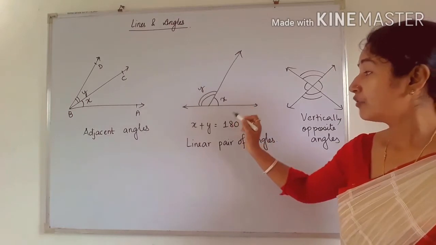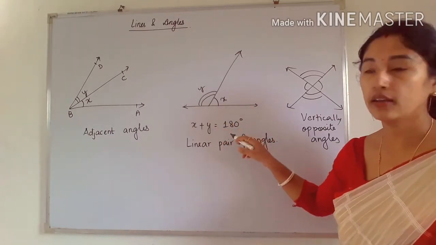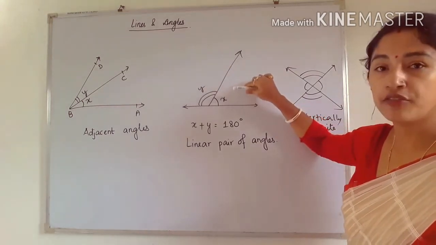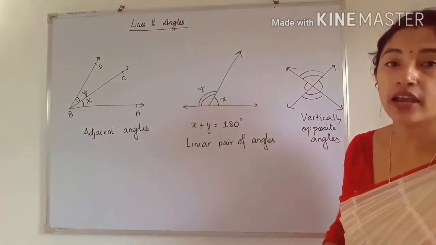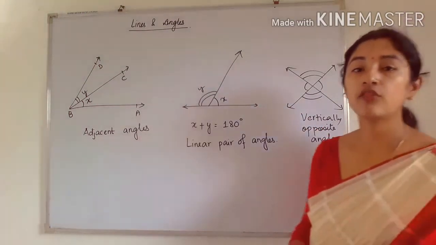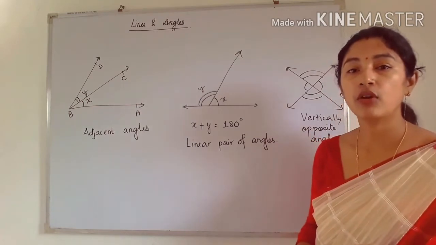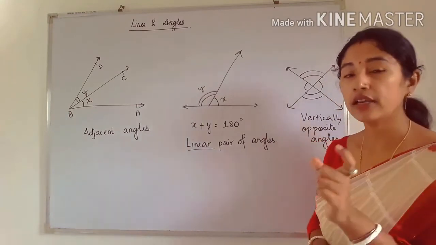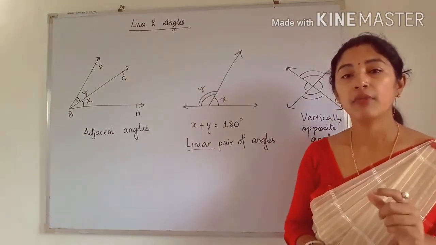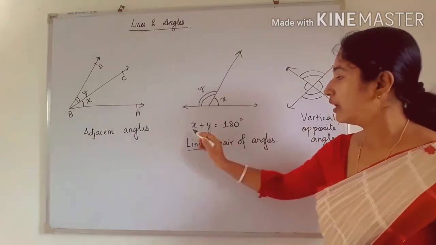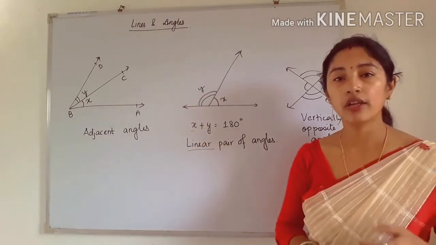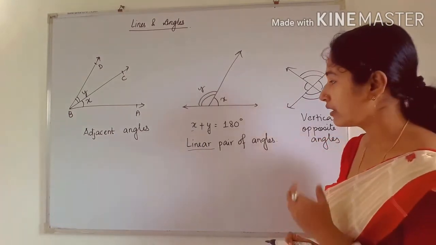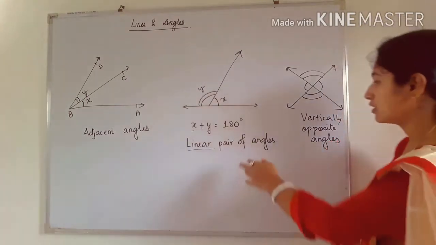Next is linear pair of angles. If the sum of two angles is equal to 180 degrees, that means while adding two angles, if it forms a line. When will it form a line? When the sum is equal to 180 degrees. That's why it is called linear. Whenever there is written linear, the meaning is they are making a straight line. So why are they called a linear pair of angles? X and Y are called a linear pair of angles because when we add the two angles, they are forming a straight line. Okay, so this is a linear pair of angles.